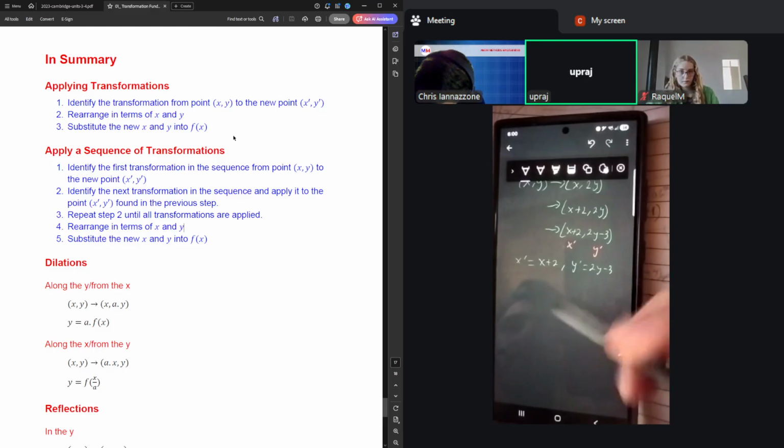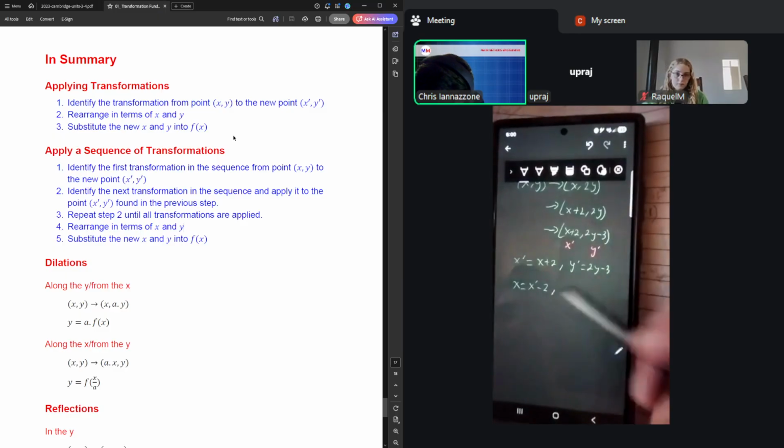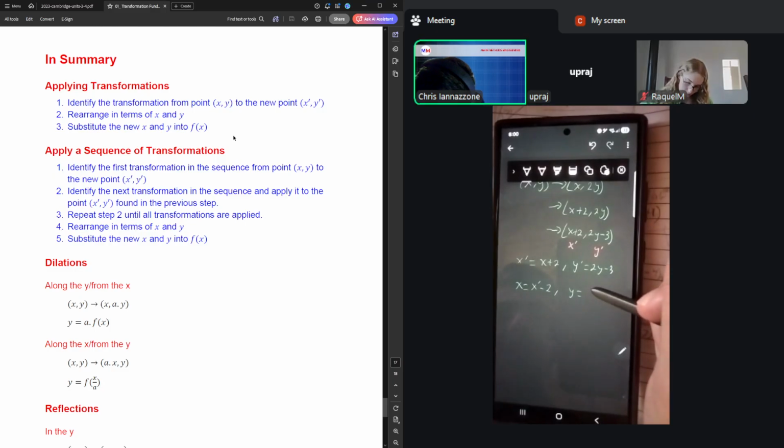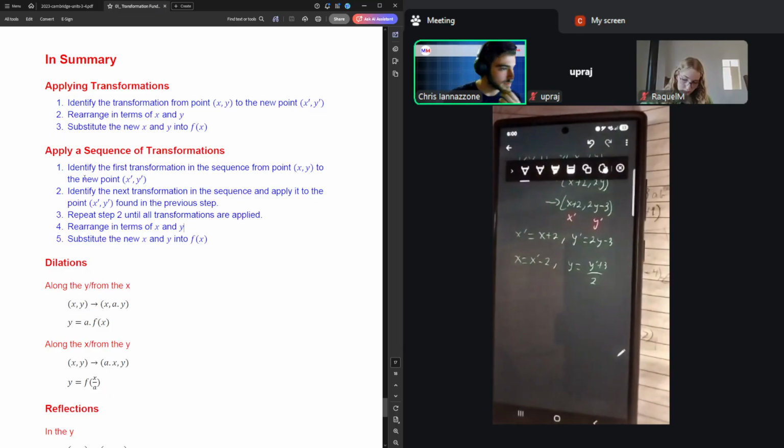X is equal to x dash minus 2. Yep, x is x dash minus 2. Y is equal to y dash plus 3 all over 2. Yeah, y dash is going to get the plus 3 and then all divided by 2. Yep, perfect. All right, that's what step 4 said.